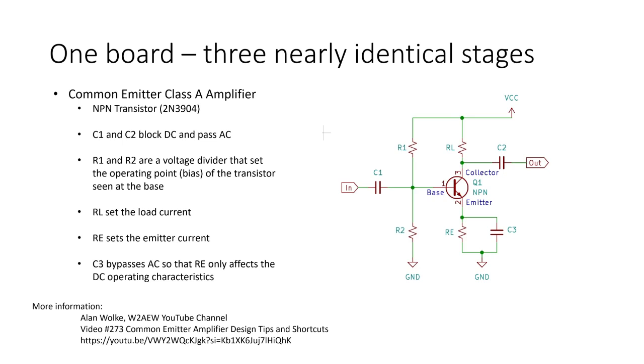So we have 3 stages of common emitter amplifier in the audio board of our receiver. So let's take a look at the full schematic, and we'll kind of walk through that, and then we'll get on to building it.